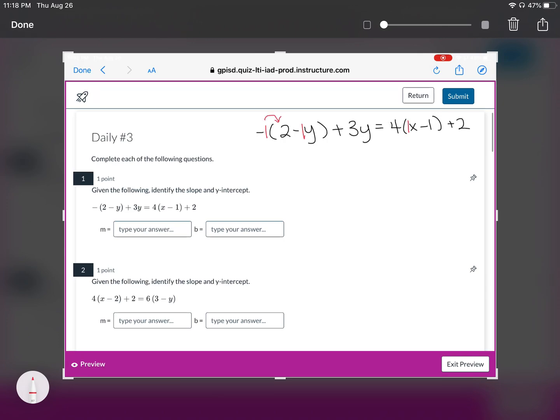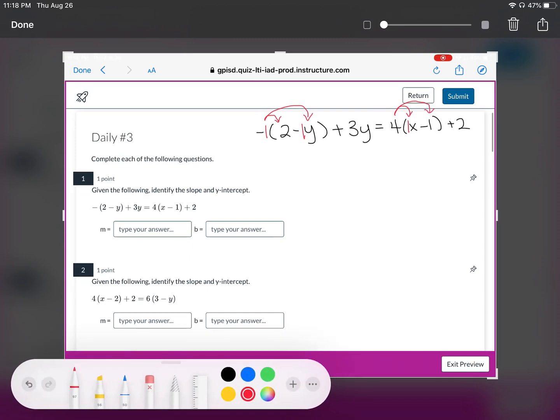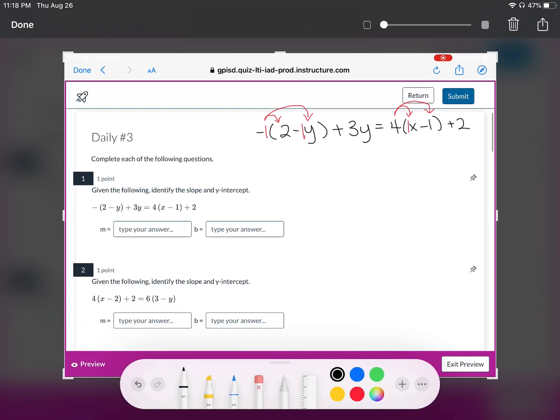My first step is distribute. I'm going to multiply the number outside the parentheses to everything inside of the parentheses. And since we have 2 sets of parentheses, that means we're going to be multiplying twice. So negative 1 times 2 is negative 2. Negative 1 times negative 1 is going to end up being a positive 1y, and there is a 1 there. This plus 3y is going to come down because we did not distribute to it. On the other side, we have 4 times 1x, which is 4x. And 4 times negative 1, which is negative 4. And the plus 2 is going to come down.